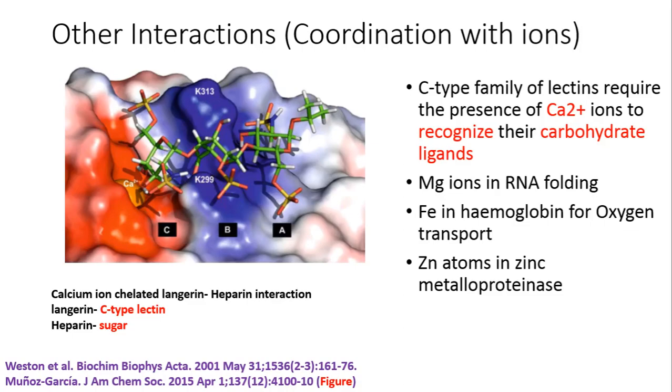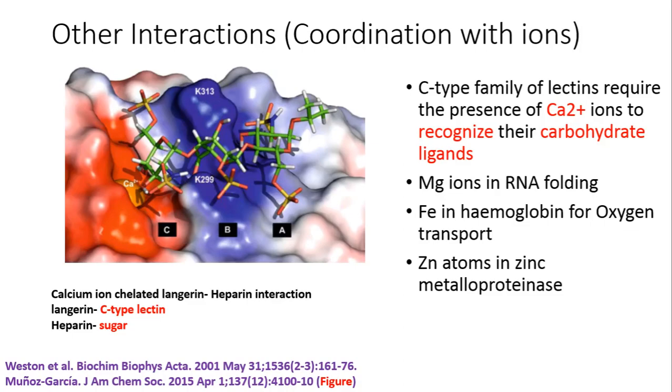As I have discussed already, sometimes it happens that for the activity of certain proteins, it is essential that some ions or cofactors are present. For example, the C-type family of lectins require the presence of calcium dipositive ions to recognize their carbohydrate ligand. Lectins are carbohydrate recognition proteins, or what we call CRPs. So in order to recognize the carbohydrate substrate, they usually require some calcium ions to be present around.